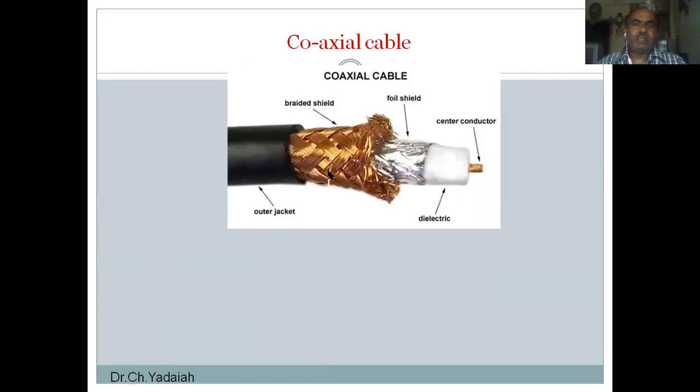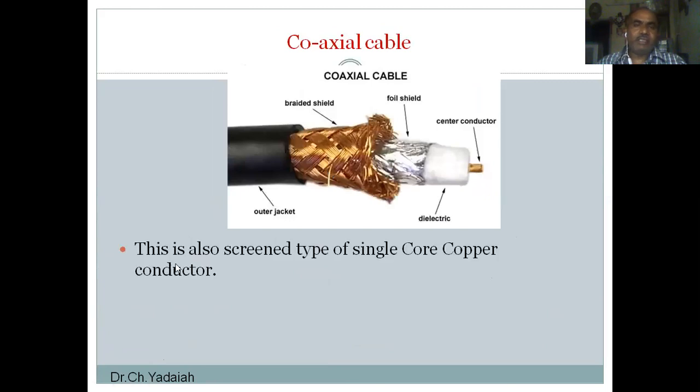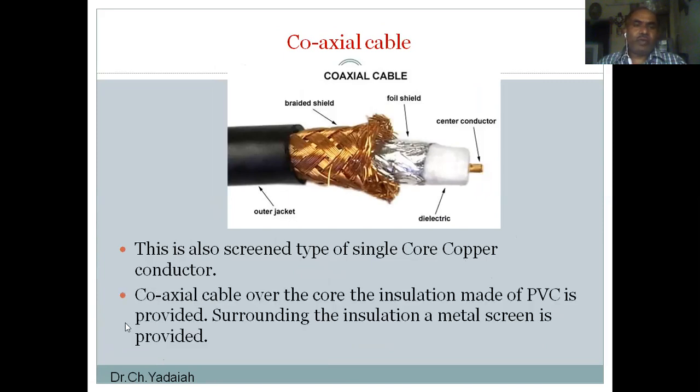And another is the coaxial cable. In this case, this is also a screened type of single core copper conductor. In the coaxial cable, over the core, the insulation made up of PVC, or polyvinyl chloride, is provided. Surrounding the insulation, a metal screen is provided.